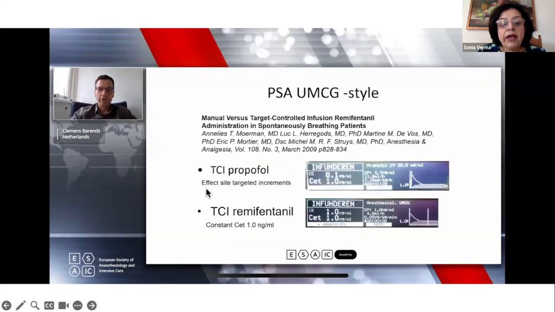TCI propofol is done as effect-site, titrated, targeted increments. That means you look at the patient response. If the patient moves, you give a bit more. But the remifentanil TCI is kept constant at only 1 nanogram per ml. No matter how big the patient is, how small the patient is, you do not change the dose of remifentanil. You change only the TCI propofol dose.